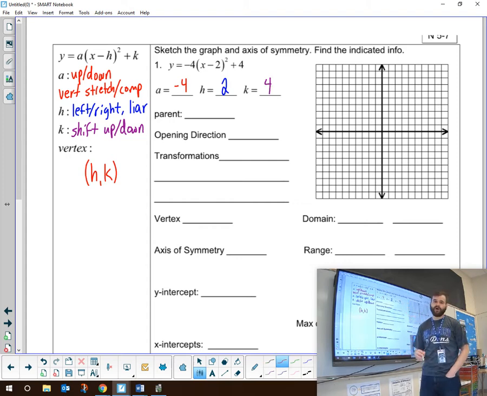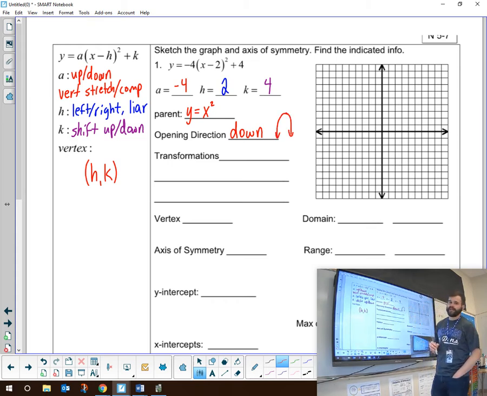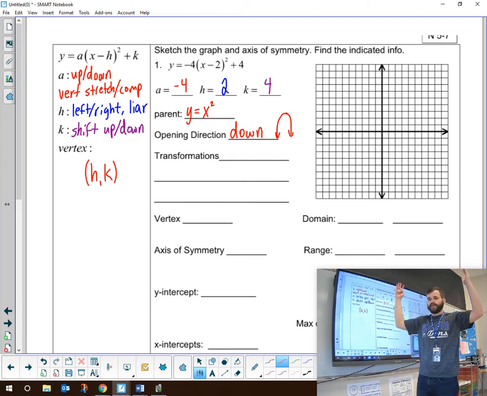My parent function is always going to be the same. We're talking about quadratic equations here, and quadratic equations are going to have the parent function of y equals x squared, because we're going to have a squared x if it's a quadratic. My opening direction on this one: since a is negative, my opening direction is going to be down. We're going to open like that. That's what it means. a controls if it's opening down or opening up.